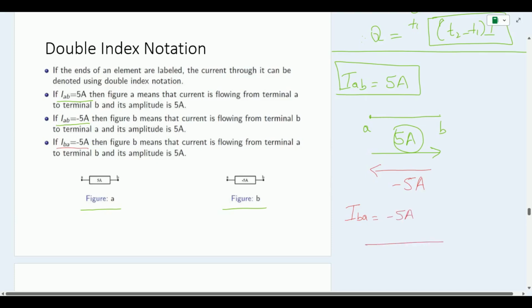This means that, if this is my terminal A, this is my terminal B, the current should have been going from B to A, but the negative is saying that the current is going from A to B, and this is minus 5 amps. So these kinds of representations with subscripts like BA are known as double index notation whenever we are representing the flow and magnitude of current in any electric circuit.